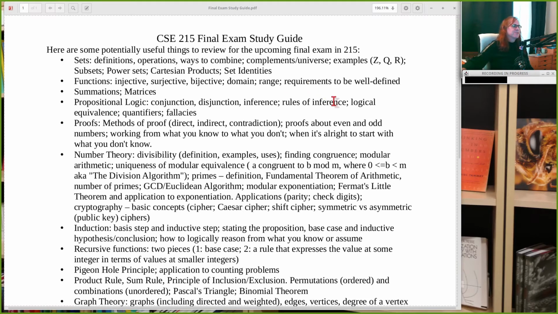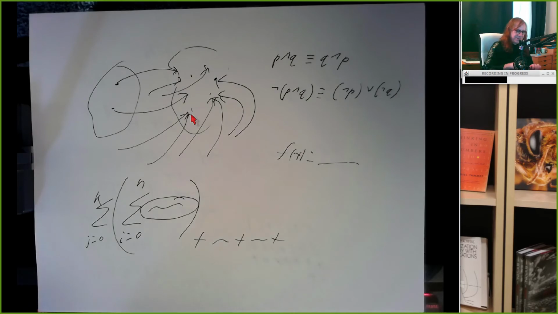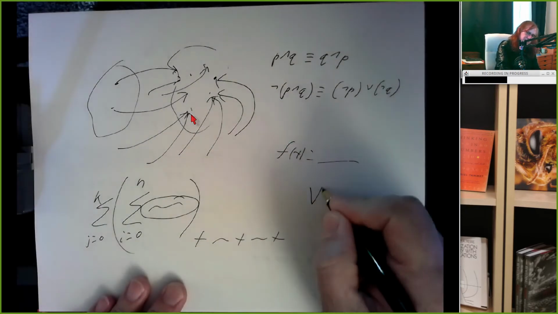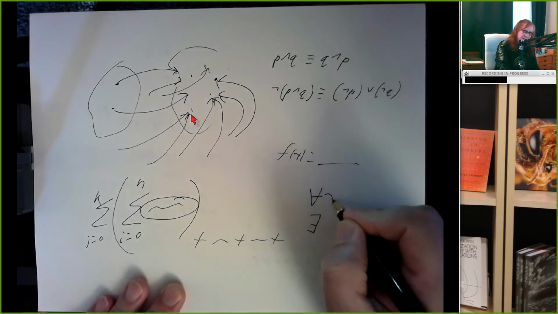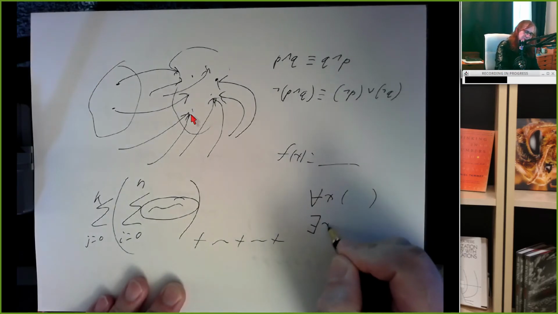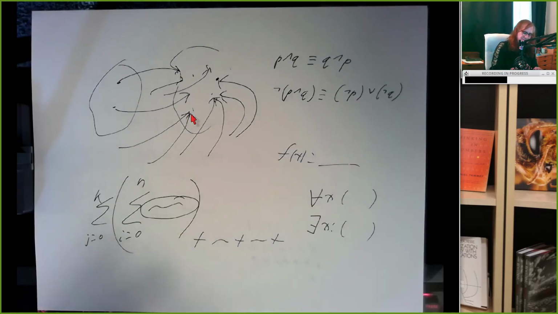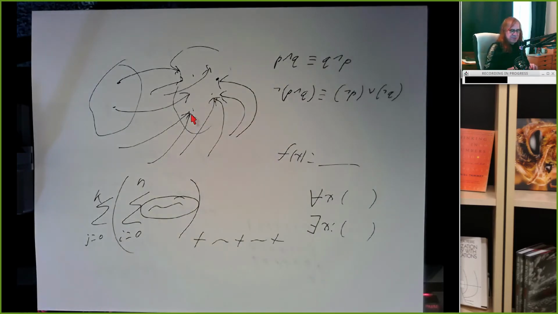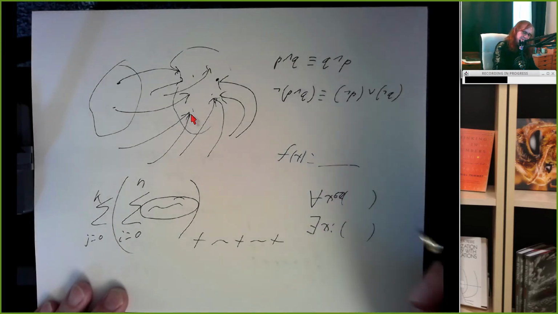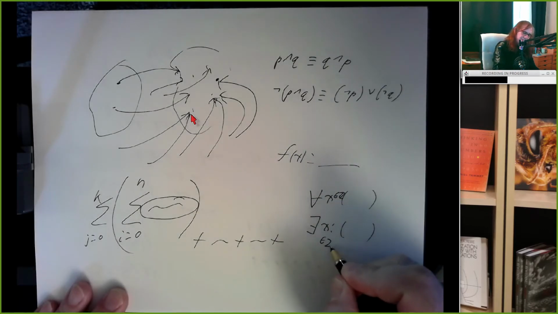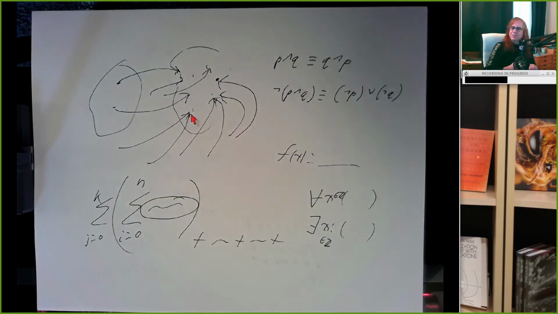All right, so rules of inference, logical equivalence, and quantifiers. Quantifiers are these backwards, upside down symbols. So the universal quantifier, the existential quantifier. For all x, something is true. There exists an x such that something is true. And we usually have a universe specified. So for all x in Z, or there exists an x contained in Z, or something like that.